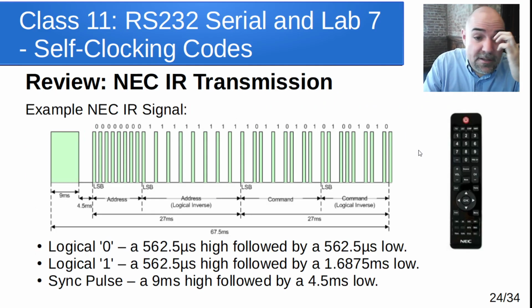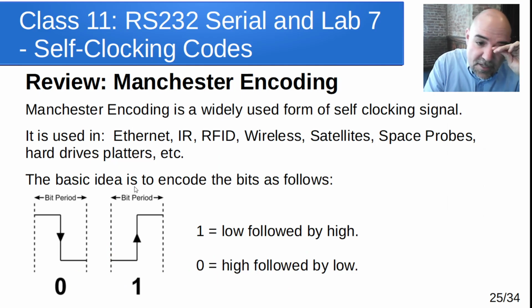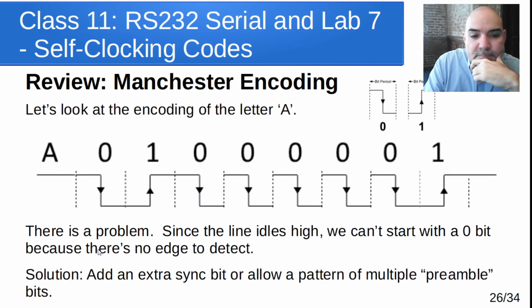Like, for example, back here, notice that 1s took more time and 0s took less time. This has the advantage that a 0 and a 1 take the same amount of time. Another advantage is both zeros and ones have a transition right in the middle of them. A 0 goes from high to low, a 1 goes from low to high. They look like that, so you just stick those together to make the message you want to send.